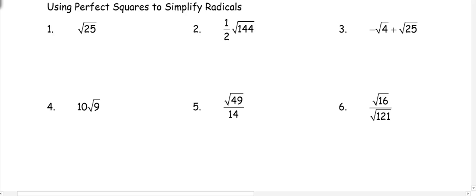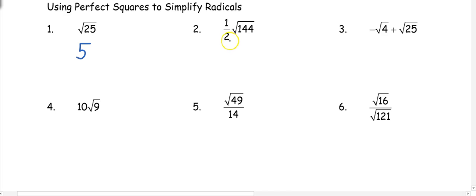This video is about simplifying radicals. First we're going to practice using perfect squares to simplify radicals. Perfect squares are numbers that multiply by themselves to get a number. So when we take the square root of a perfect square, we know that the square root of 25 is 5.